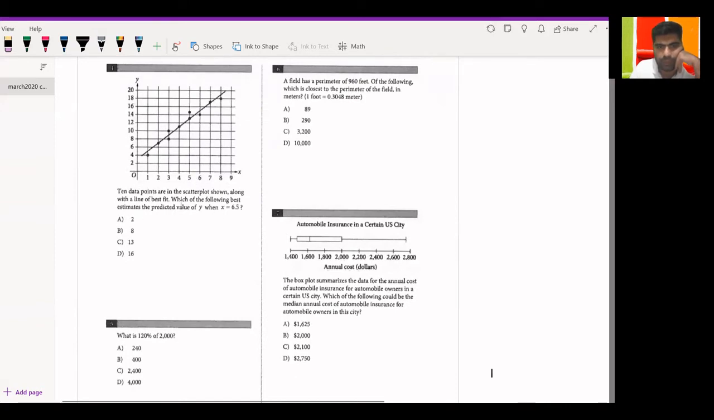10 data points are in the scatter plot shown along with the line of best fit. Which of the following best estimates the predicted value of y for x 6.5? So x is 6.5. So I'll go up like this. It seems like 16 is my answer. So 16 because I have to go like this. So that is 16.